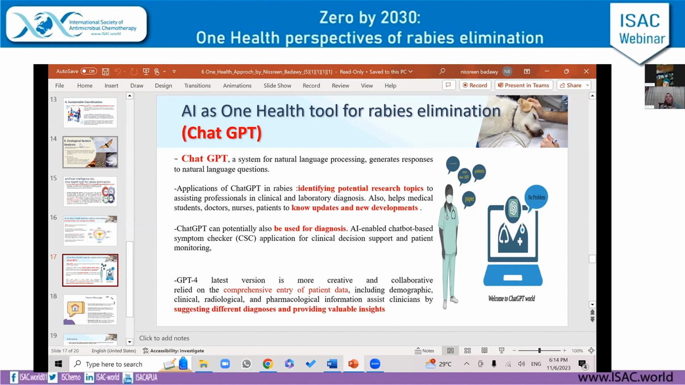All these artificial intelligence application modalities in rabies elimination help to save time, to save effort, and to save also the cost of post-exposure prophylaxis, and give us accurate diagnosis and accurate management strategy, and also we can measure the output of these strategies. Thanks very much, Dr. Fatma.